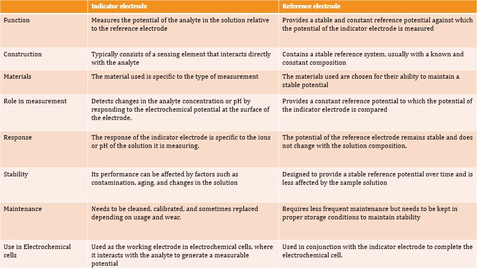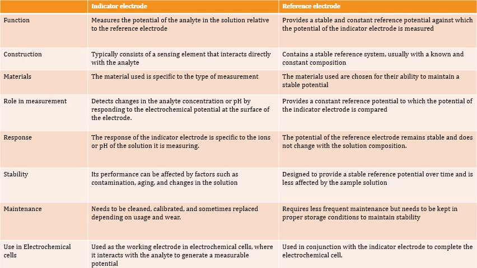The indicator electrode is used as the working electrode in an electrochemical cell, where it interacts with the analytes to generate a measurable potential. While the reference electrode is used in conjunction with the indicator electrode to complete the electrochemical cell, it provides a constant reference potential to measure the potential difference accurately. I hope you understand the difference between reference electrode and indicator electrode.